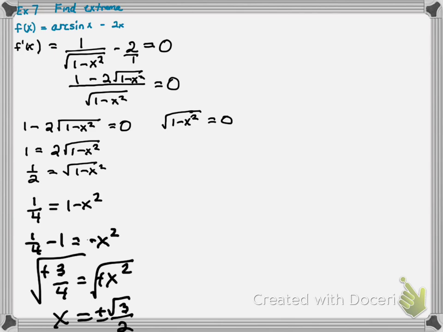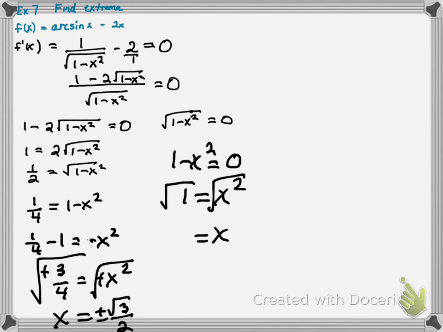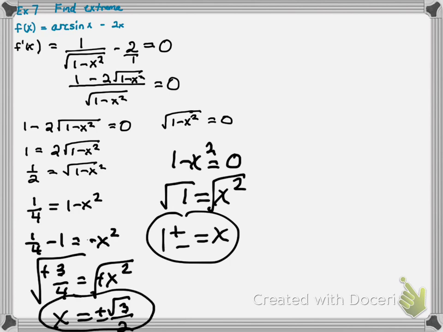Okay, so now I set this one, and that's my denominator. That will tell me what makes the fraction undefined. So if I square both sides, I'll get 1 minus x squared equals 0. I can move my x squared over and then square root both sides. So x comes out to be plus or minus 1. So I have 4 possible extrema or critical points.